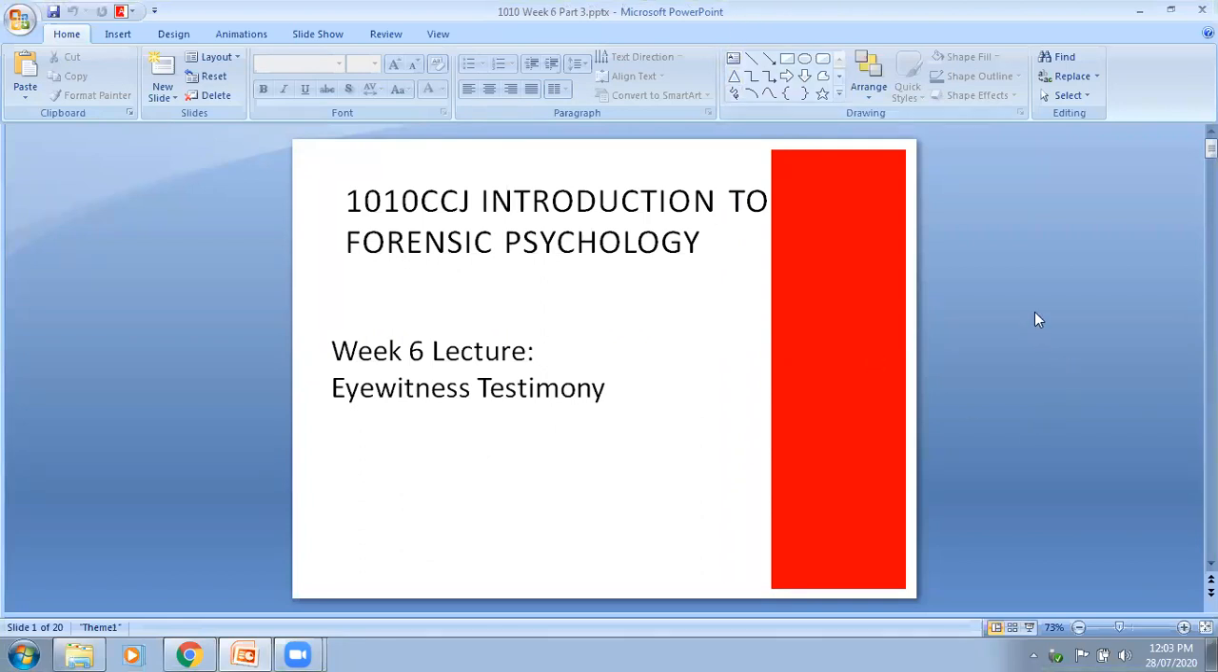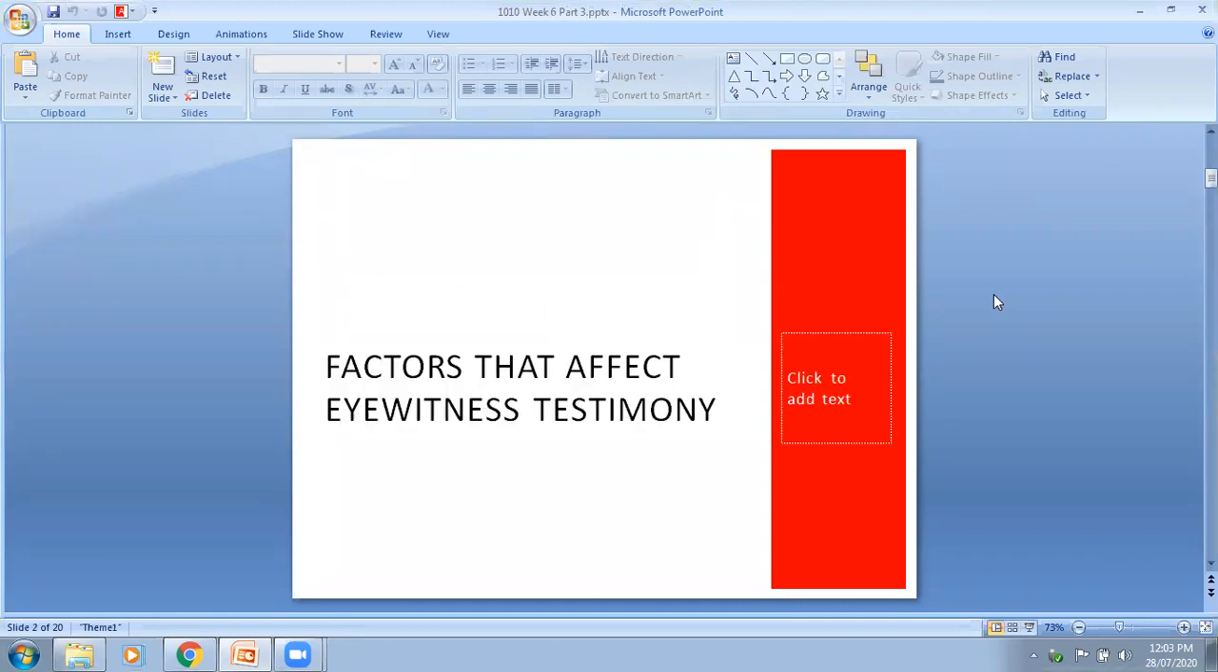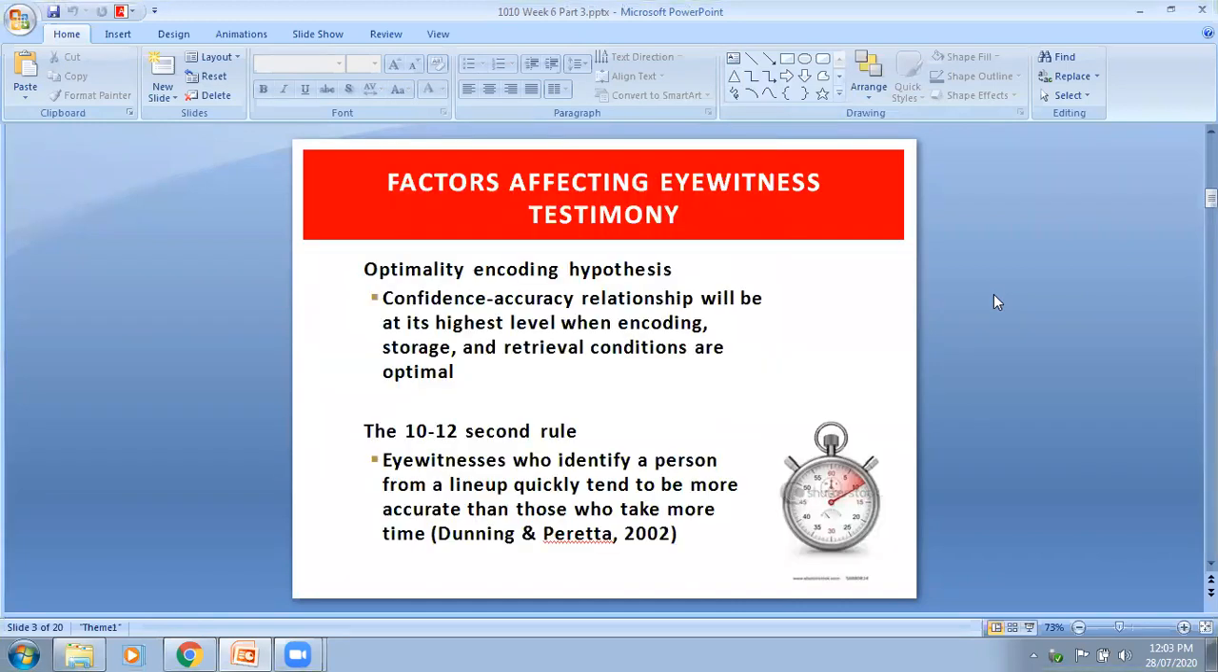Okay, back for part 3, where we're going to start to discuss the factors that affect eyewitness testimony. So let's get into it. First of all, there's what's called the optimality encoding hypothesis.